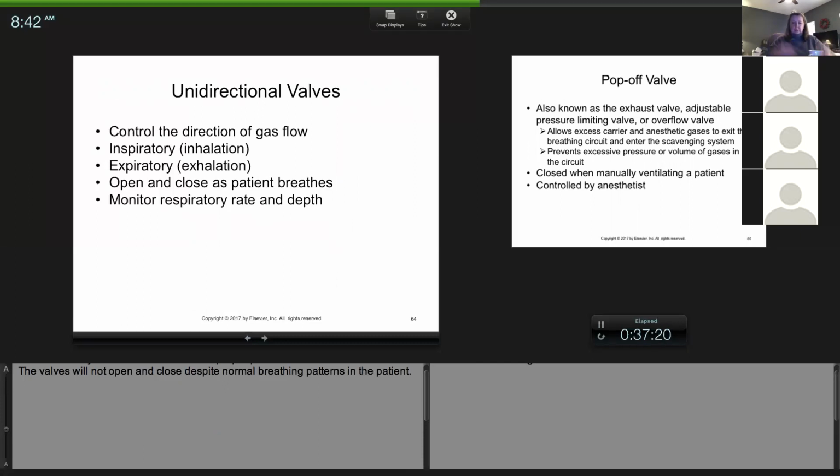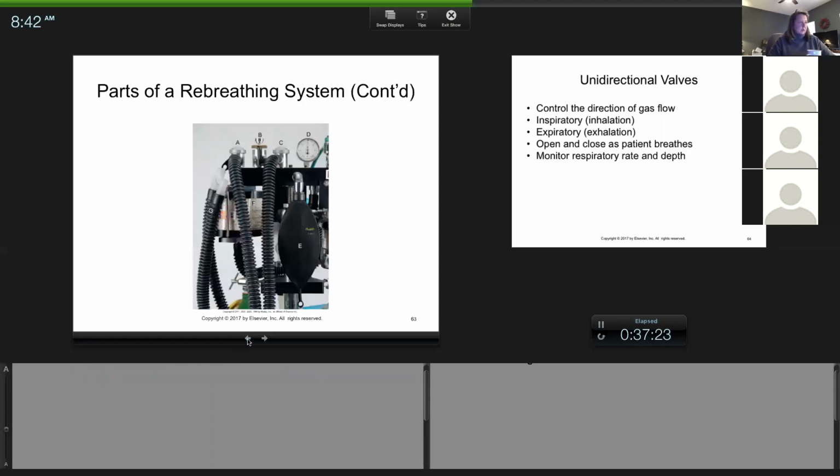Let me show you this picture. These are called domes and they're usually clear. On most machines, they're clear. When an animal inhales, one will open, and when they exhale, the other one will open. This is so they don't mix up the gases. This ensures that the animal is not inhaling some of those exhaled gases.